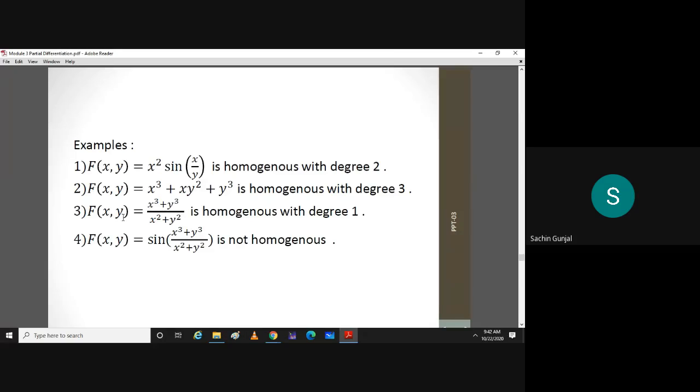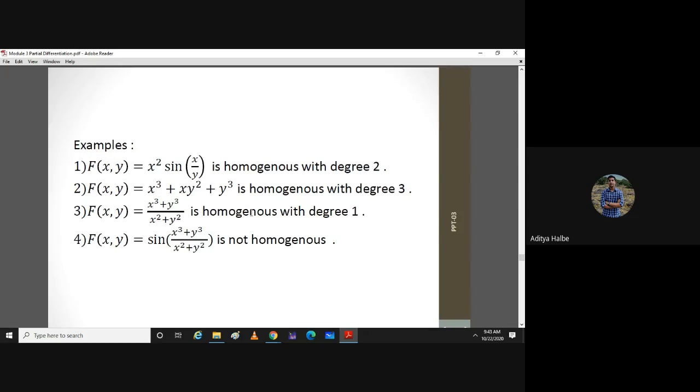Then third example, x cube plus y cube upon x square plus y square. Is this homogeneous? Yes, sir. And what is its degree? 1. Degree is 1 because you will have t cube in the numerator and t square in the denominator. So t cube upon t square will become t, so t to the power 1. So 1 is the degree of this homogeneous function. Fine?